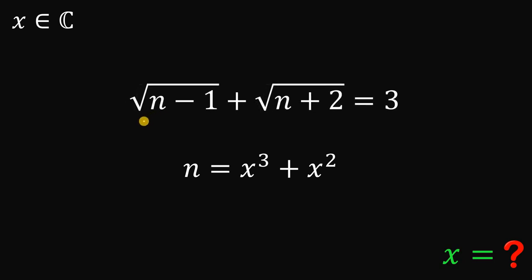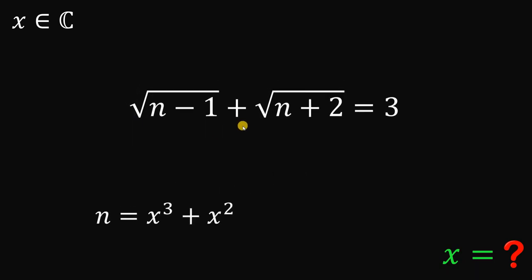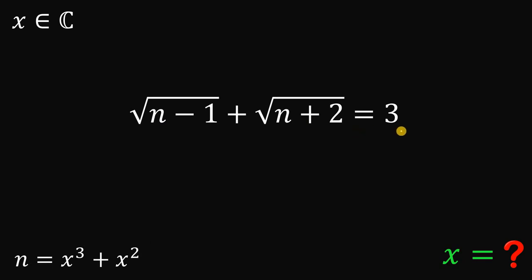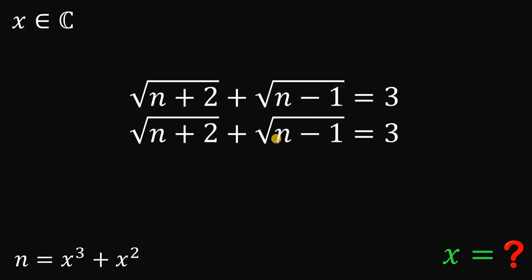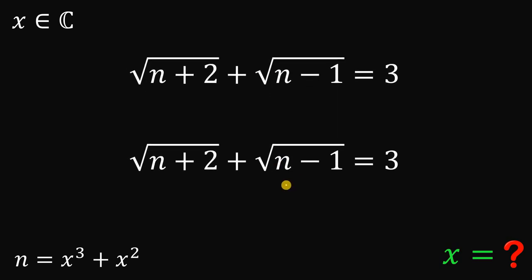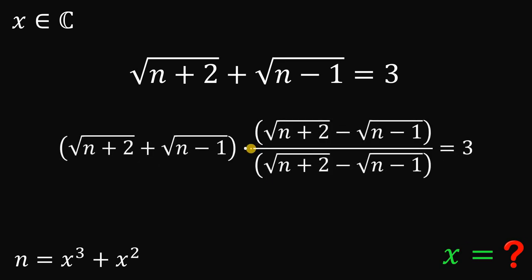Alright, now we have the equation square root of n minus 1 plus square root of n plus 2 equals 3. Now, we can square both sides, and square again to eliminate the square roots and solve for the value of n. But another method, what I like to do, is to take this equation and rationalize. Here's the main reason why we do that.